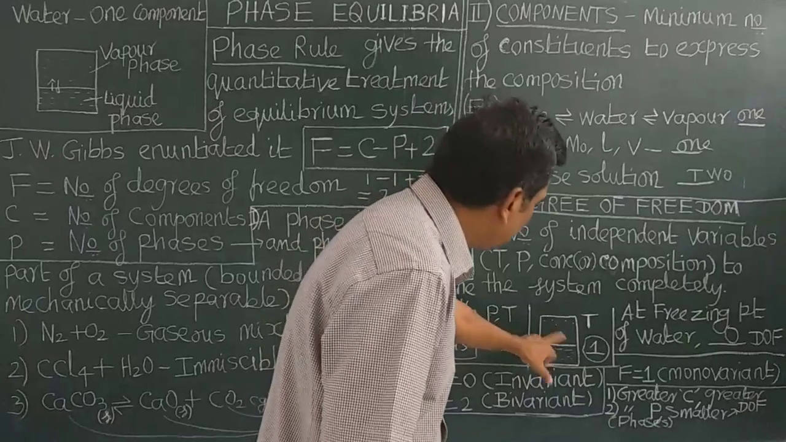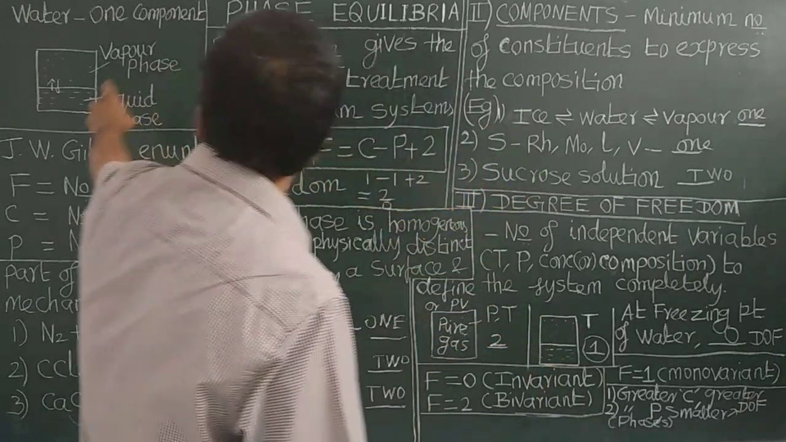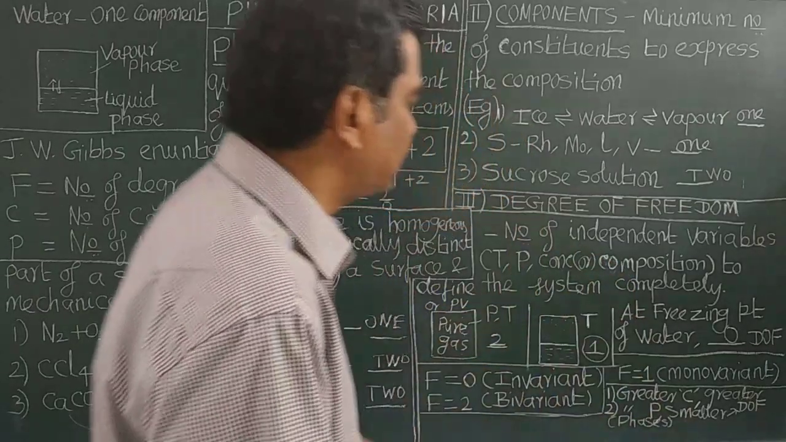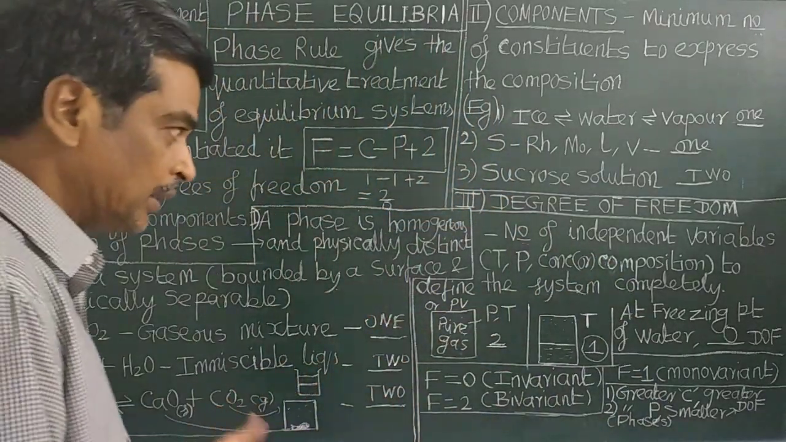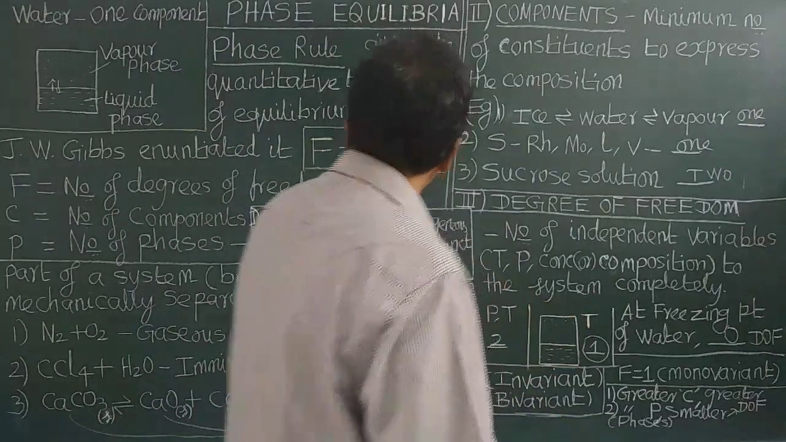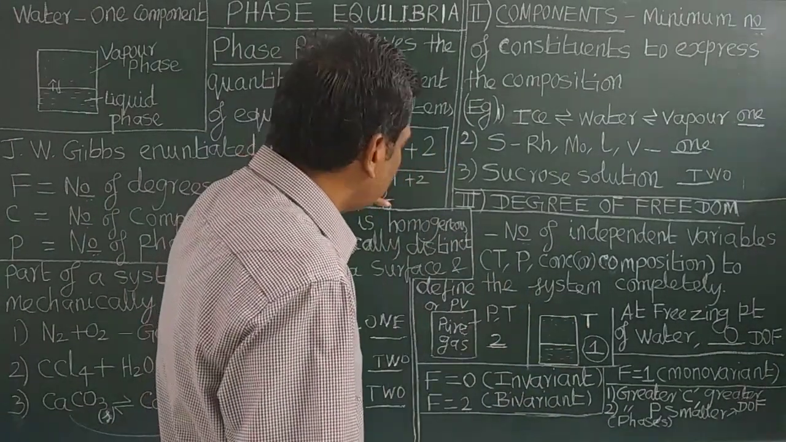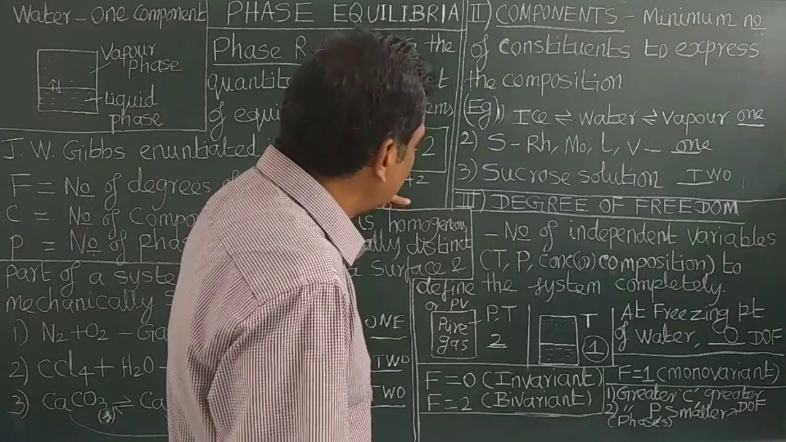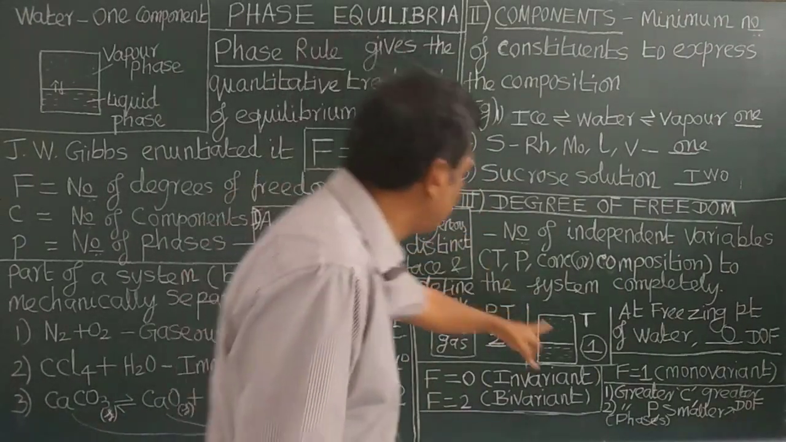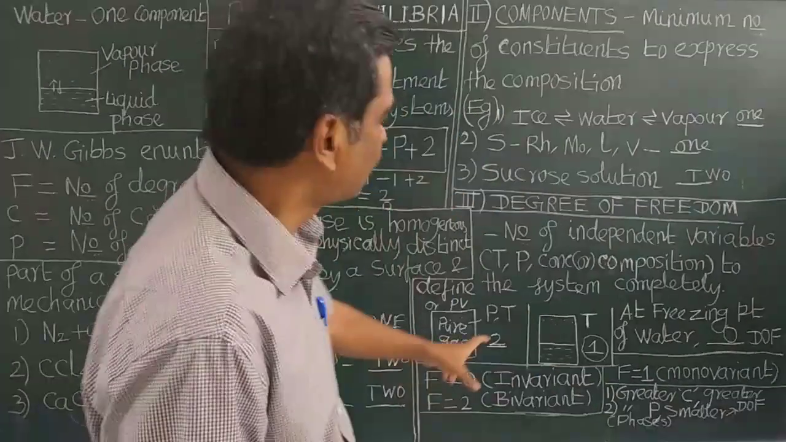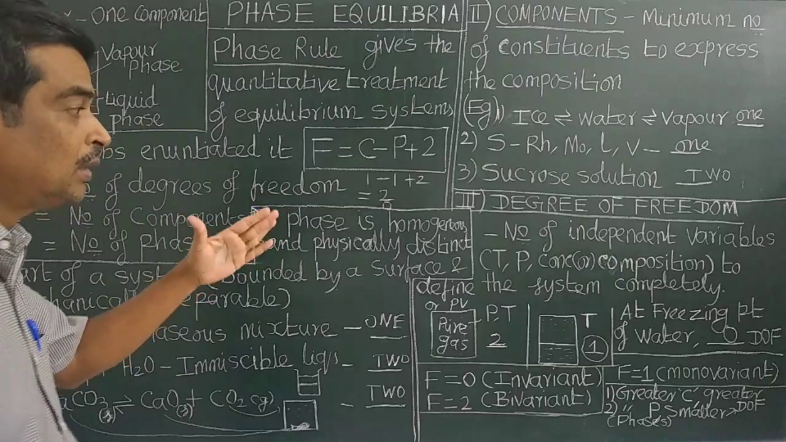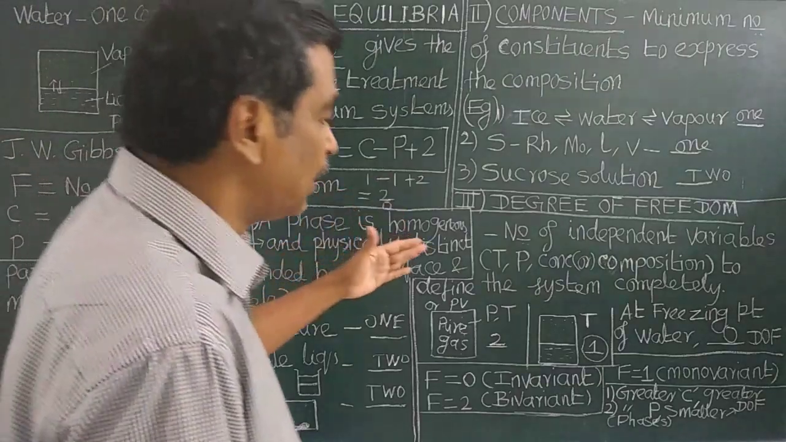Now, at an equilibrium system, liquid-vapor equilibrium, if you know the temperature, the vapor pressure is known from the steam table. If you fix the temperature, similarly you can use the formula: number of components 1, number of phases 2, plus 2, then you will get 1. So the degree of freedom for this liquid water, vapor equilibrium is 1.